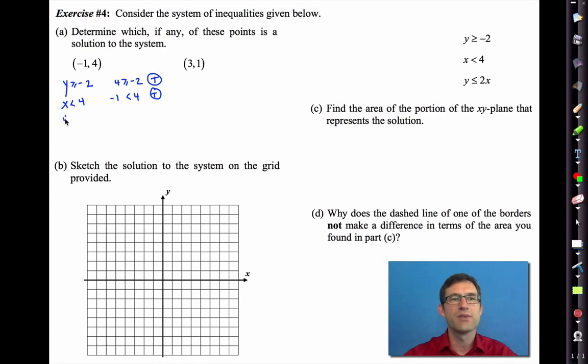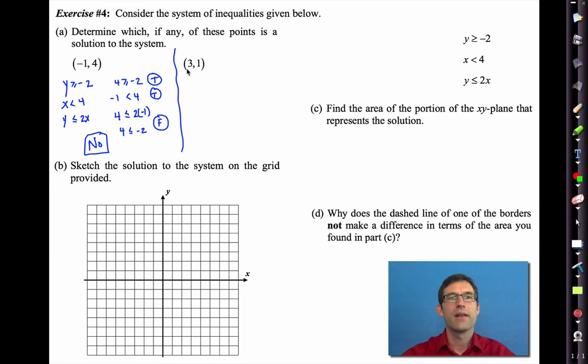Our last one is y is less than or equal to 2x. That will be 4 is less than or equal to 2 times -1, or 4 is less than or equal to -2. That's a false, and therefore no. Came so close, 2 out of the 3. All right, let's try this one. So y is greater than or equal to -2. Well, that would be 1 is greater than or equal to -2, and that's true, right? Because 1 is bigger than -2.